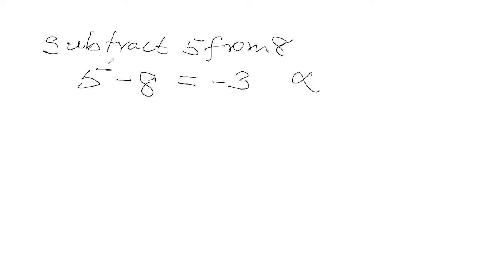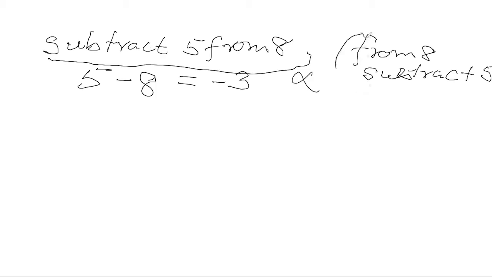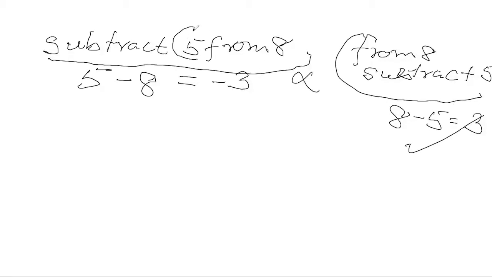If I write this same sentence like this, from 8 subtract 5, in English, this and this have the same meaning. But if you do this question, from 8 subtract 5, then you write 8 minus 5, which is 3. This is the correct answer. Since they see the number 5 first, they rush to write it like this, 5 minus 8, which is wrong.